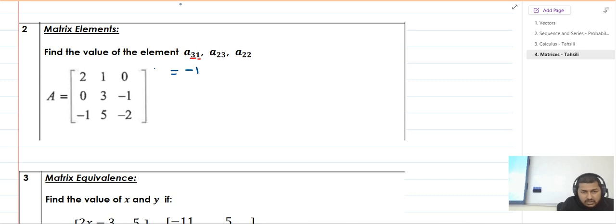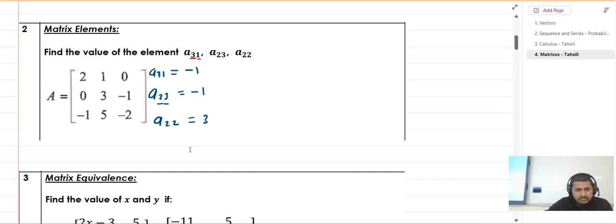What's A23? A23 will be second row, third column. Second row, third column, that's also -1. And A22 will be row 2, second column, so that will be 3. Okay, I hope you guys understood that.